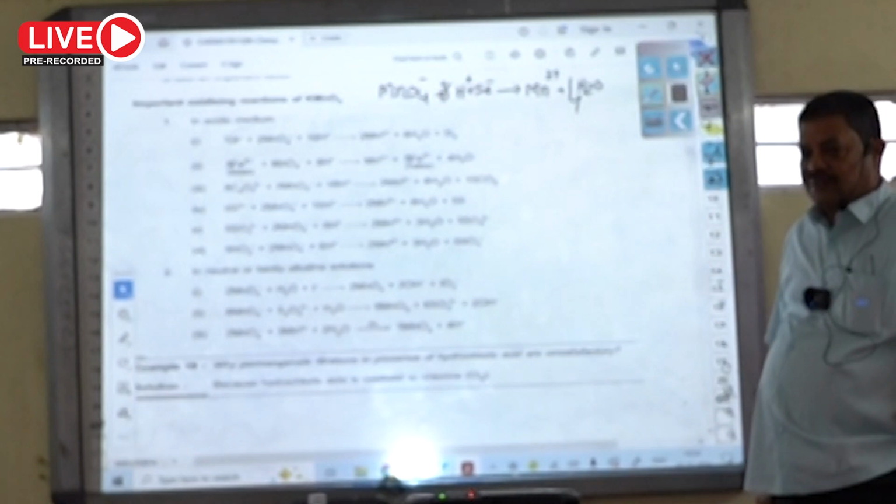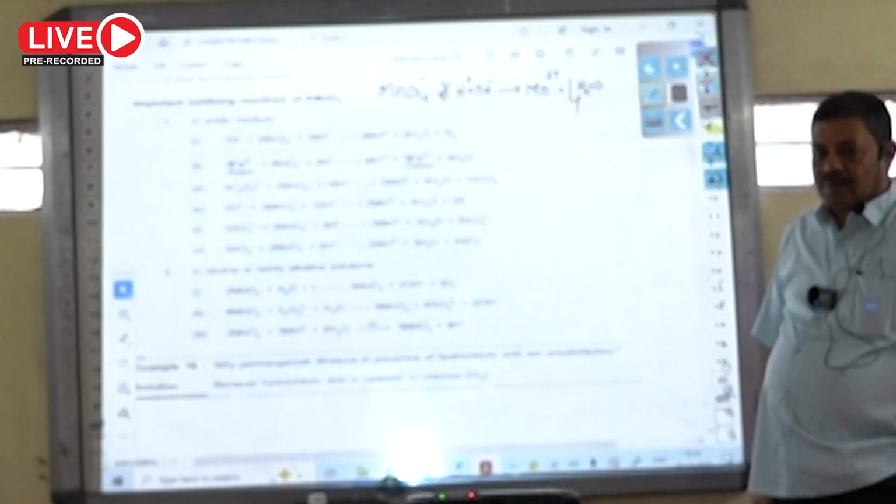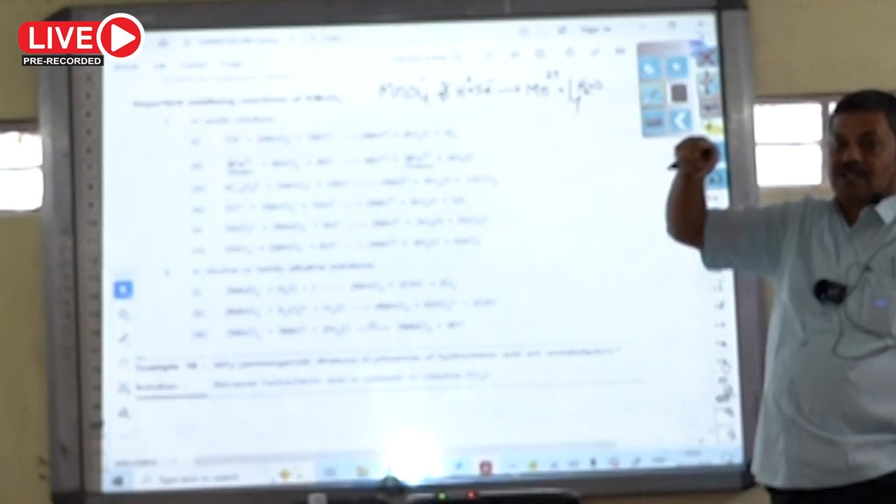So this is the basic reaction for the oxidizing property, because it is accepting electrons.